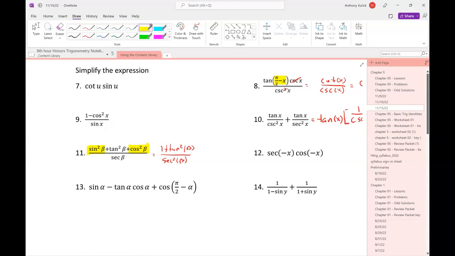And then do you see any more identity things? 1 plus tangent squared is an identity. That's secant squared. Oops, I put a squared there. That wasn't a squared there. And then it just reduces.